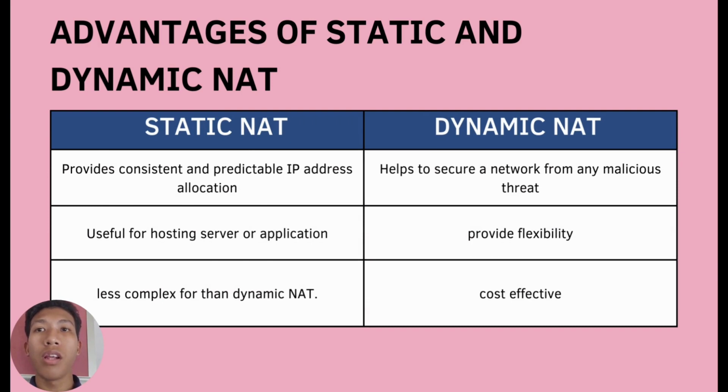Static and dynamic network address translation also have their own advantages. A static NAT will provide a consistent and predictable IP address allocation because its output public address is always the same every time the router converts the signal. After that, static NAT is also very useful for hosting a server or application. Other than that, it is also less complex and less hard to operate than using a dynamic network address translation.